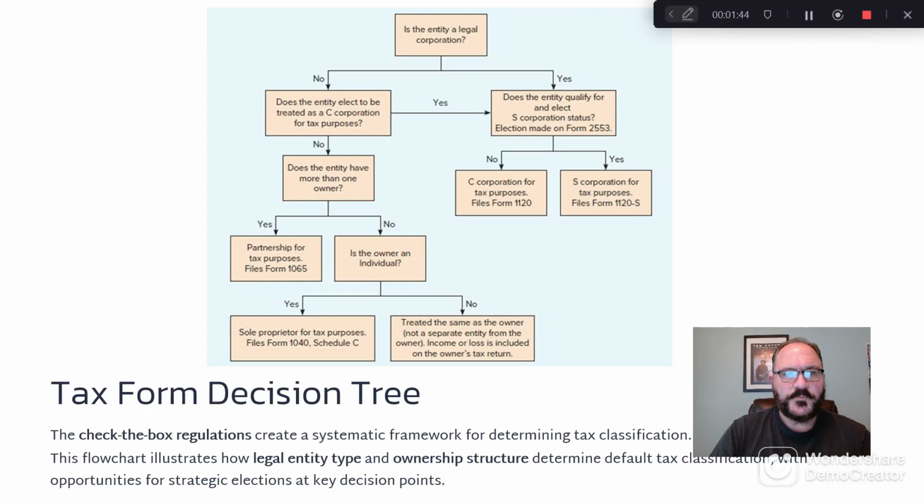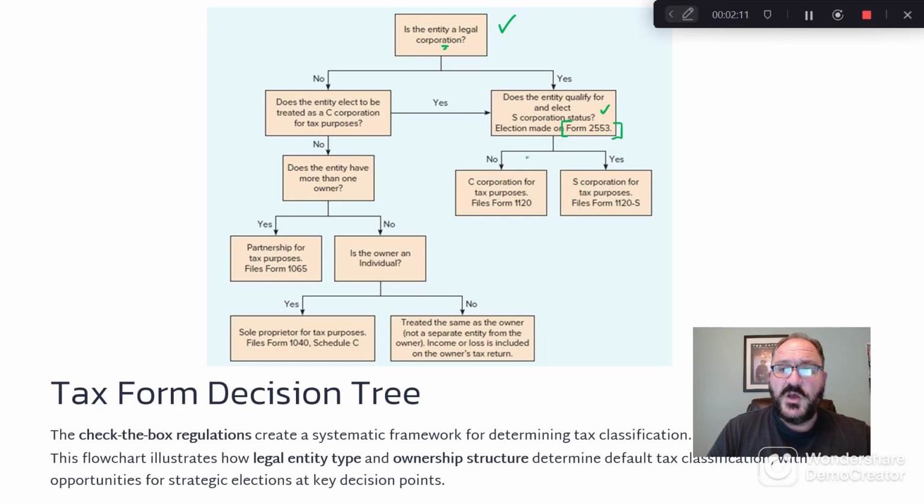All right, so let's take a look. Here, it's kind of a decision tree. We'll start up here at the top. It says, is the entity a legal corporation? Let's go down the yes side first. Does the entity qualify for and elect S corporation status? Election form 2553. That's the form that you fill out that election on.